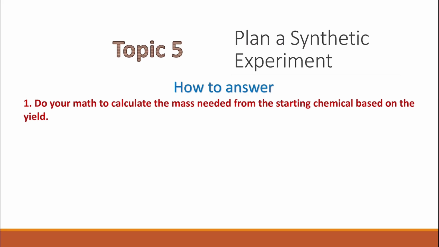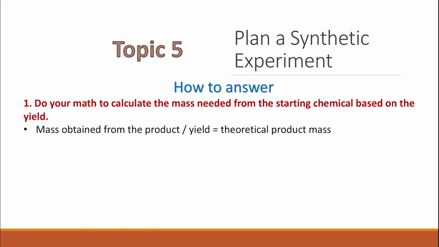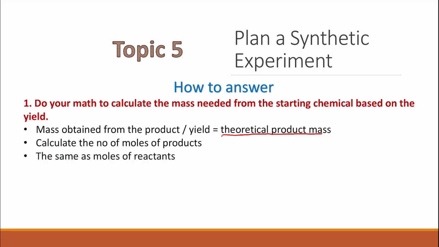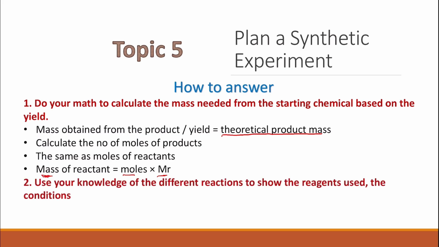You can calculate the number of moles of the product, and the same way you need to calculate the number of moles of the reactants based on the number of moles of your product. The mass of the reactant will equal the moles times the Mr. Use your knowledge of the different reactions to show the reagents used and the conditions for the different reactions or synthetic procedures you're going to apply. Don't forget to write your equations. Normally, it's a long question, and they want you to write your equations as well for each step.